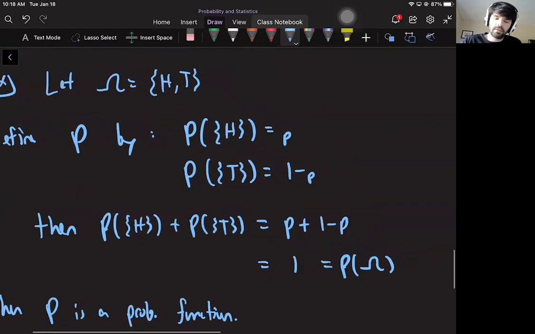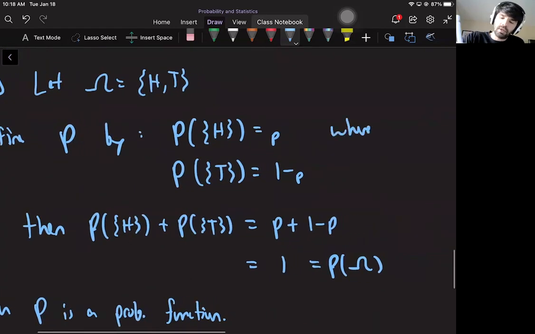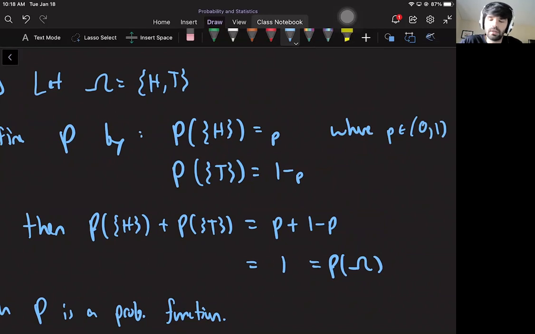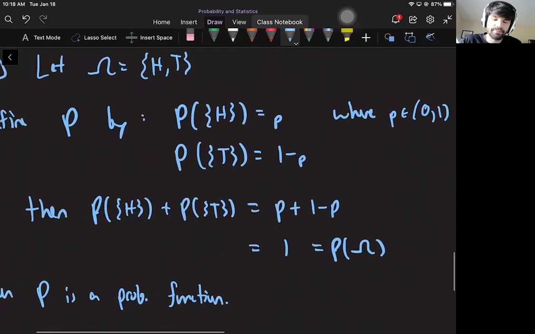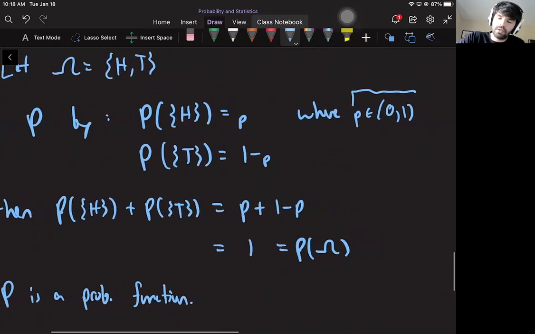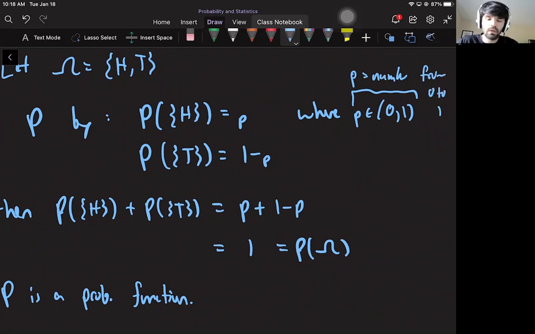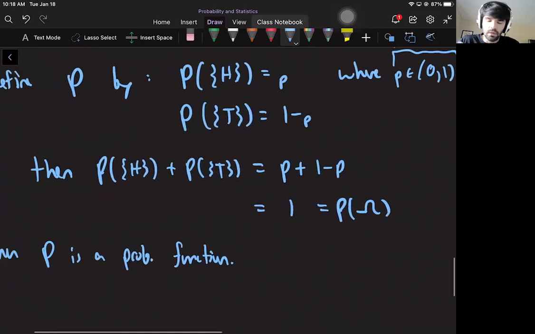So you could pick this to be almost anything, but actually I have to be a little bit careful. P is just going to be a number, and it can be a number from 0 to 1. So P could be like 1/5, 3/10, 7/9, whatever you want, as long as it's between 0 and 1, then this will be a probability function. Just a reminder, this notation is saying P is a number from 0 to 1. And I'm not including 0 or 1, although I guess you could do that too, it'd still work.